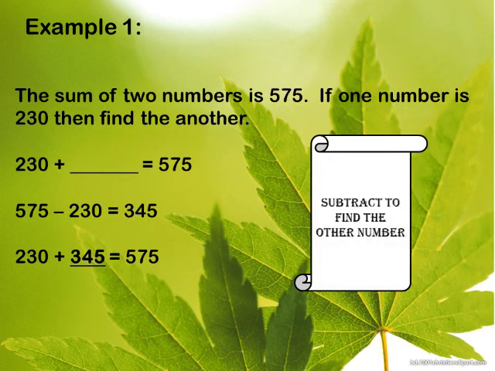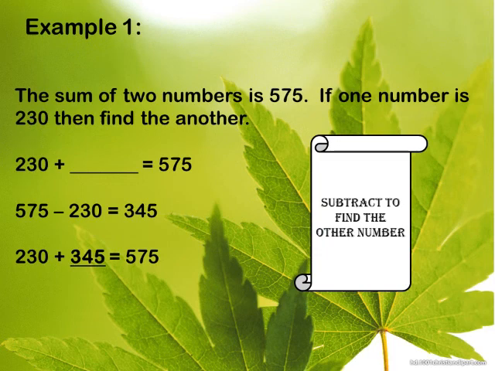The sum of two numbers is 575. If one number is 230, then find the other number. So sum of two numbers means when you add two numbers, you get the answer as 575. So one number, that is one addend, is given, but the other addend is not given. You need to find out.